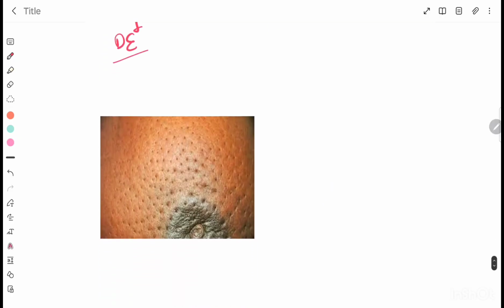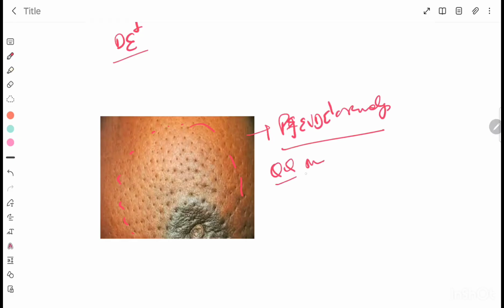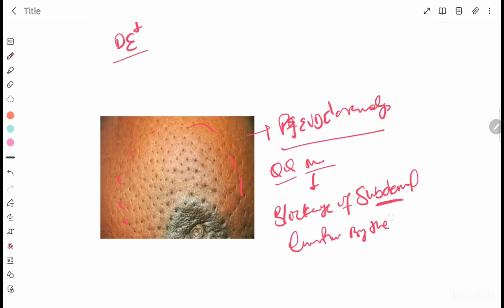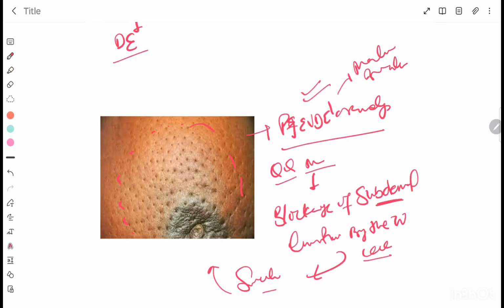After this, there is an orange-like appearance of the breast, which is known as peau d'orange. And you will be asked about the mechanism. So there will be blockage of the subdermal lymphatics, below the dermis or skin, by the tumor cells. So there is swelling of the breast, which will be seen like an orange, and it is known as peau d'orange appearance in malignant breast lesions.